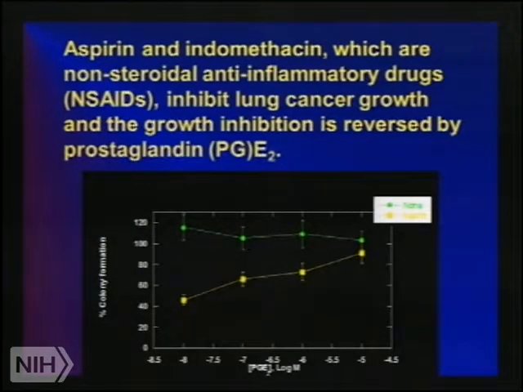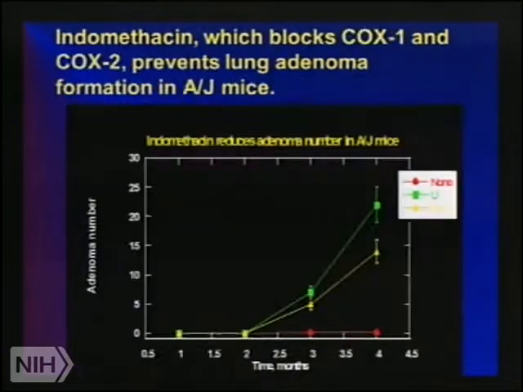Here's an assay where we found that we could inhibit growth with indomethacin, which is a non-steroidal anti-inflammatory drug, or aspirin. Aspirin is used to prevent colon cancer. The growth inhibition caused by the non-steroidal anti-inflammatory drugs was reversed when we added prostaglandin E2 back. That suggested that prostaglandin E2 wasn't just working through an enzyme, it was also working through a receptor.